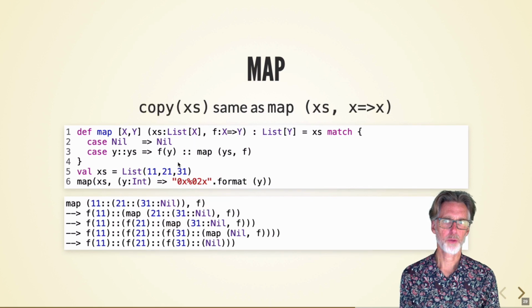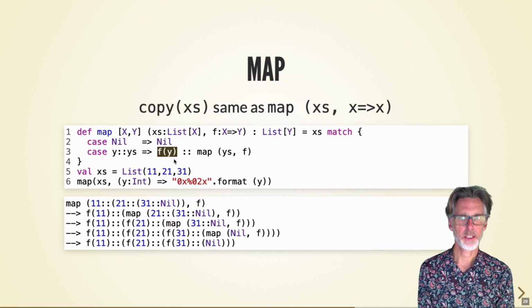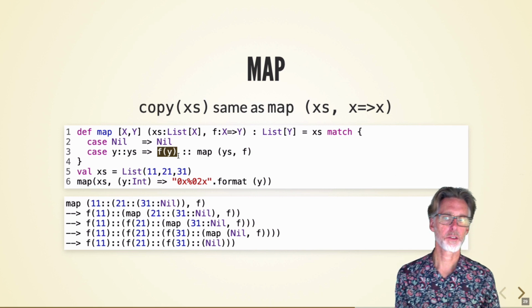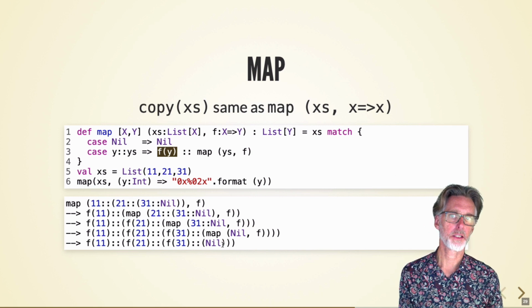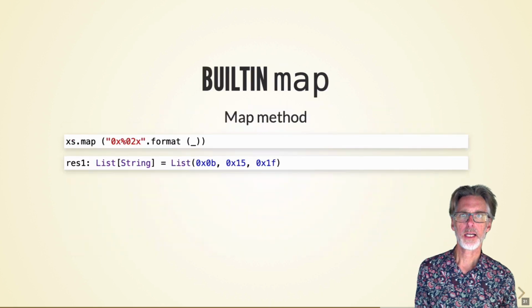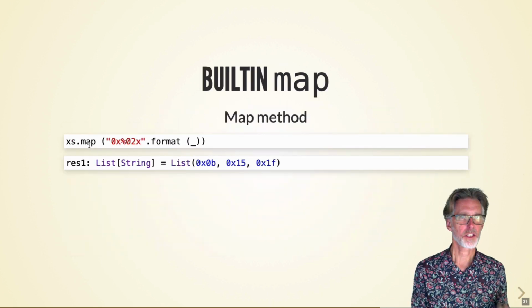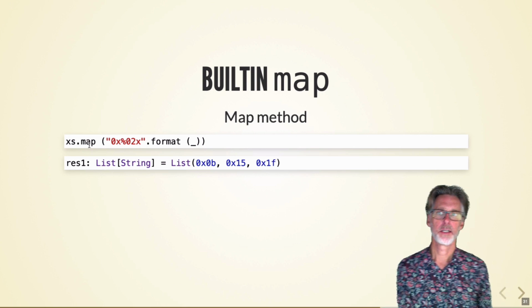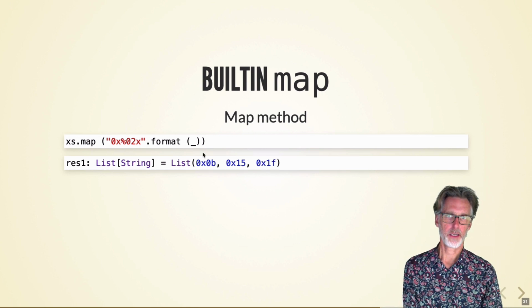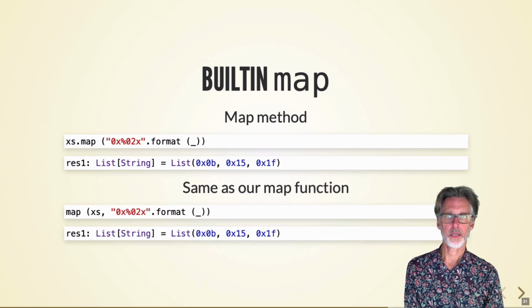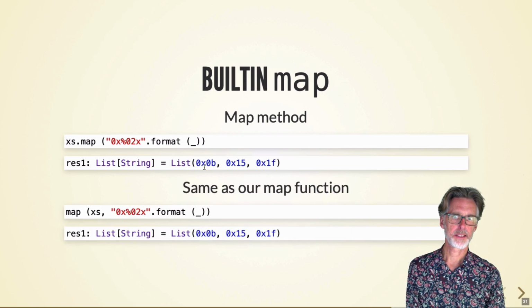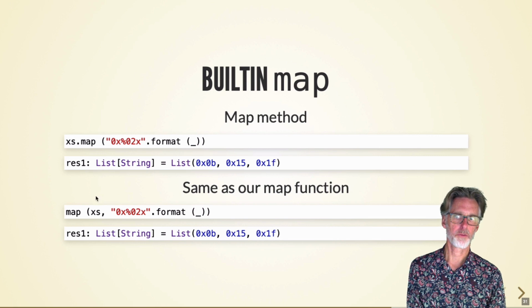Instead, in map, we're retaining all of these intermediate computations and putting them into new cons cells as we go down the list. Scala has a map function built in, and as with FOREACH, it's a method of the list class. And you can invoke it like this, and it will print out what you expect. This is similar to our map function that we've defined. The difference here is just the syntax in terms of how you invoke it.